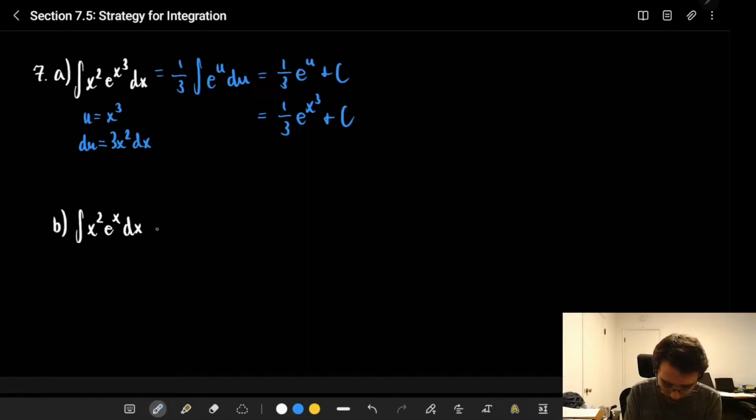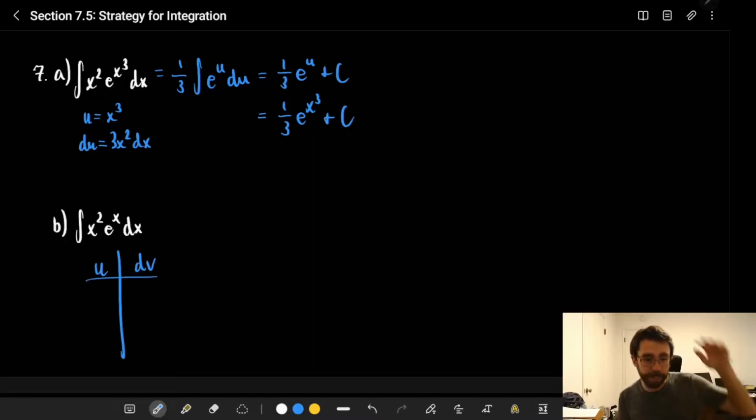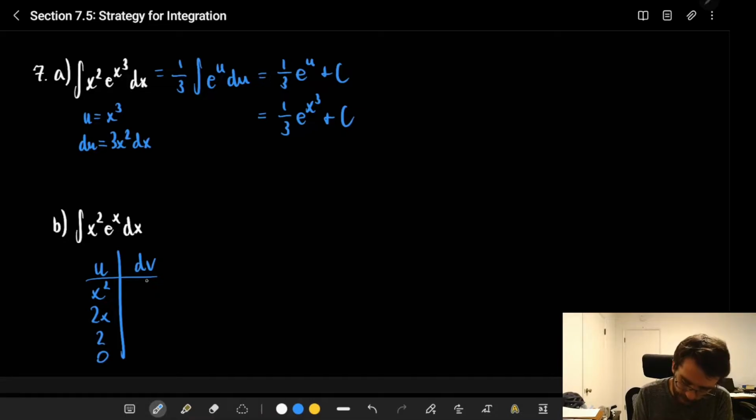Part B looks like two applications of integration by parts, right? Because you can take this as your u, differentiate twice to get it down to something nice. So two applications of integration by parts. Maybe I'll do the table method. So you write down u and dv. You repeatedly differentiate the left column, repeatedly integrate the right column. So x squared goes to 2x, goes to 2, goes to 0. e to the x dx stays e to the x.